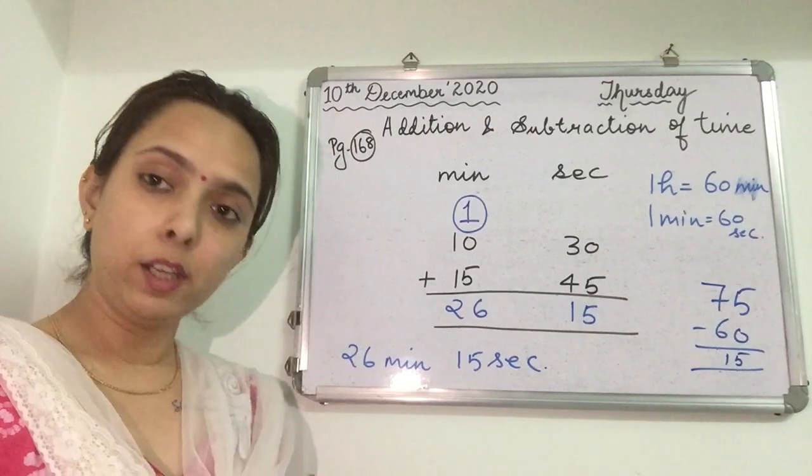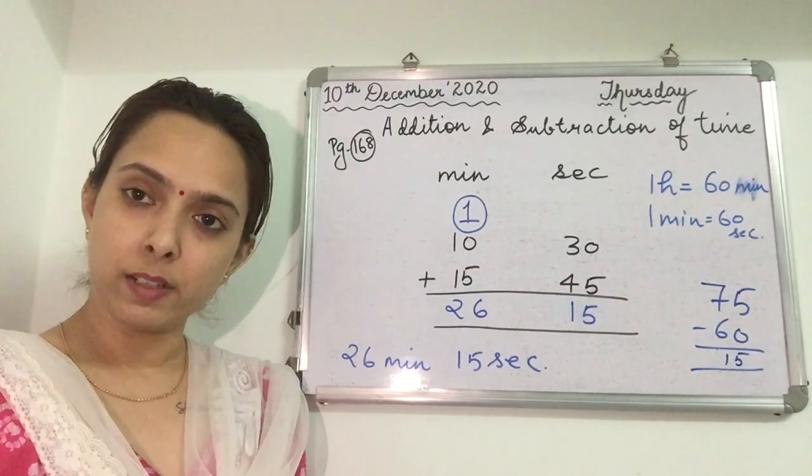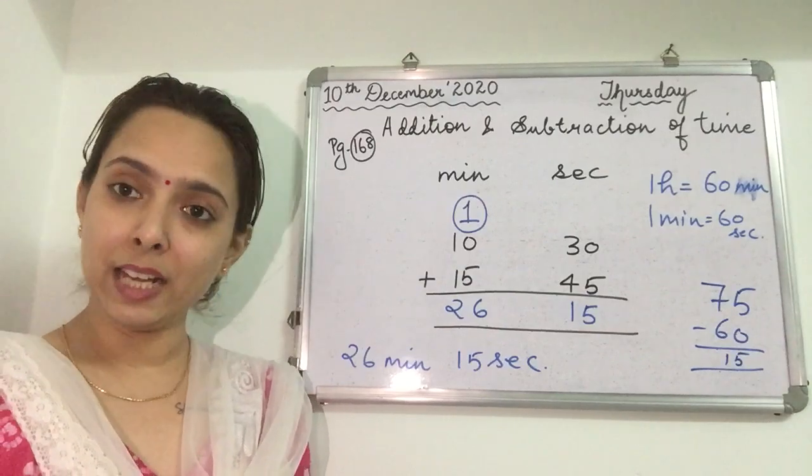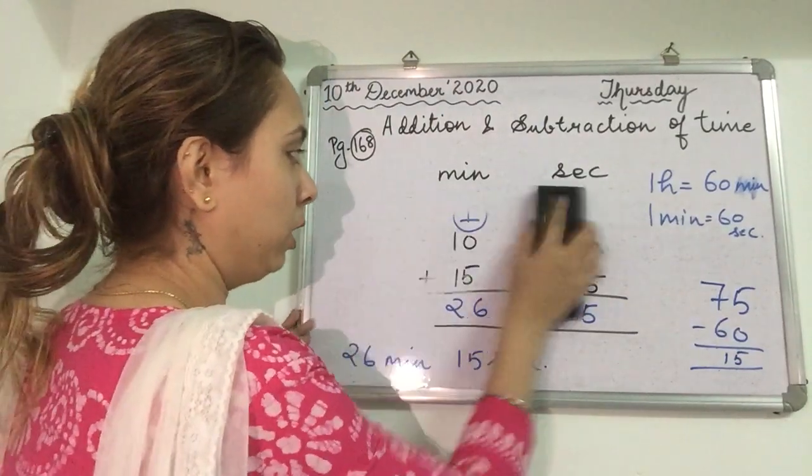I would like to explain the second also. The second sum is add 5 hours 40 minutes and 8 hours 45 minutes. So let's do this question also.